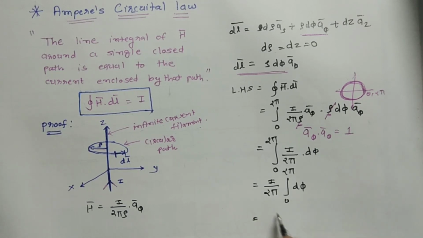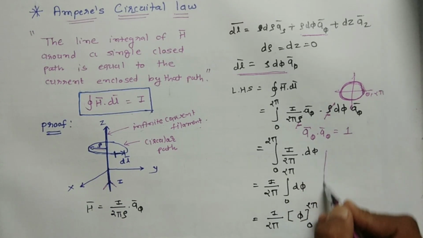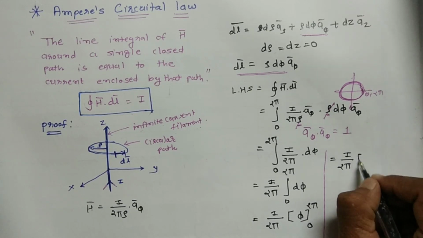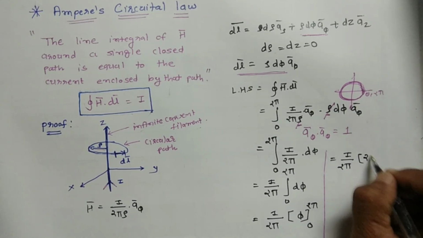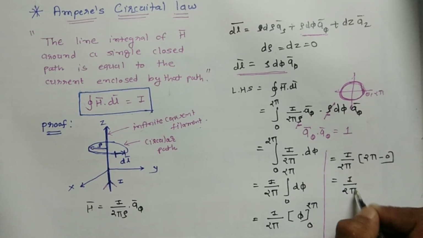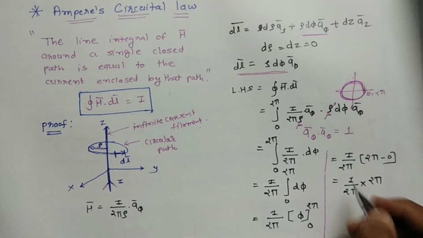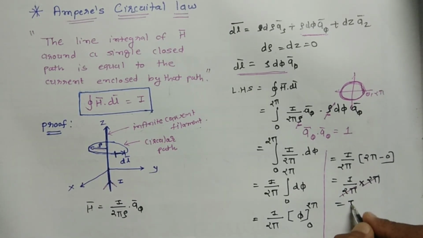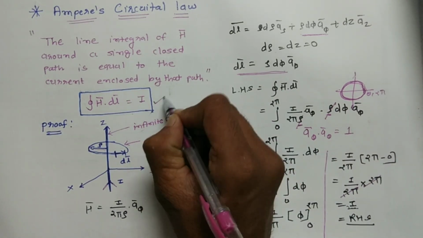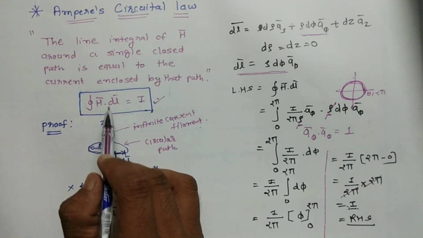Now I upon 2 pi is common, so the integral from 0 to 2 pi of d phi. The integration of d phi is phi, so we can write I upon 2 pi times phi, with limit 0 to 2 pi. Now put the upper limit and lower limit: first we put the upper limit 2 pi minus the lower limit, so we can write I upon 2 pi multiplied by 2 pi. The 2 pi cancels, so the answer is I. That is our right hand side. So the closed line integral of H bar dot dl bar is equal to I. Here our mathematical statement of Ampere's circuital law is proved.